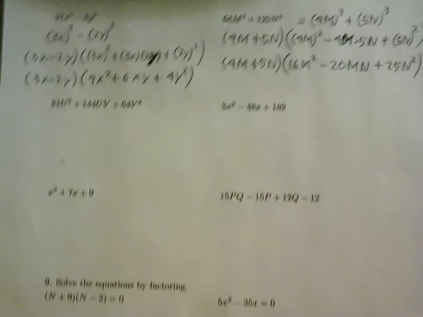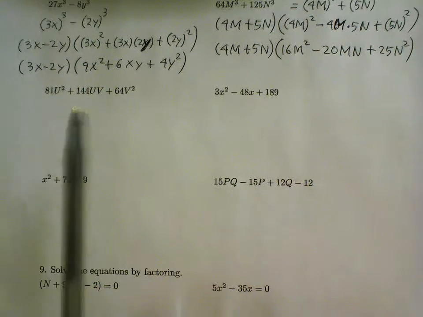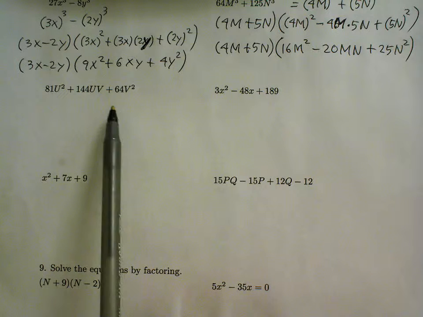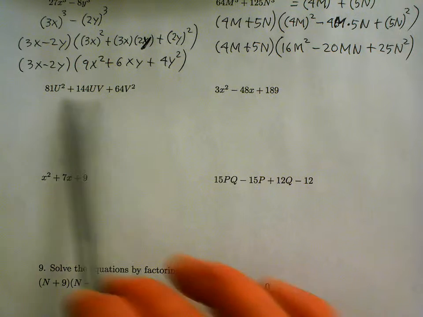Okay, the next one, 81u to the second plus 144uv plus 64v to the second. The greatest common factor is 1.